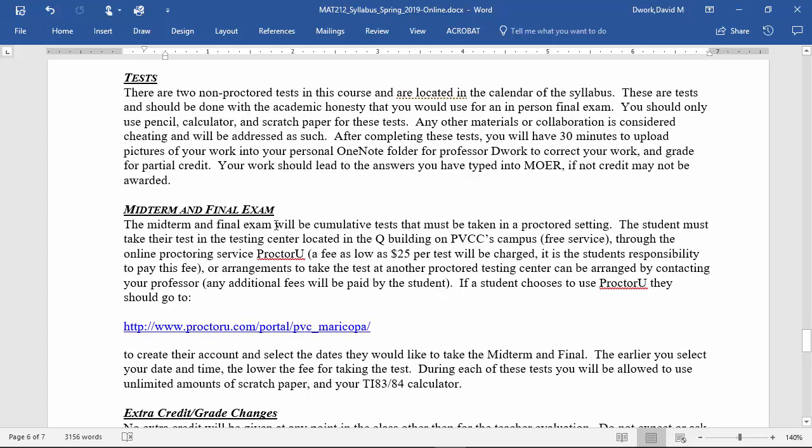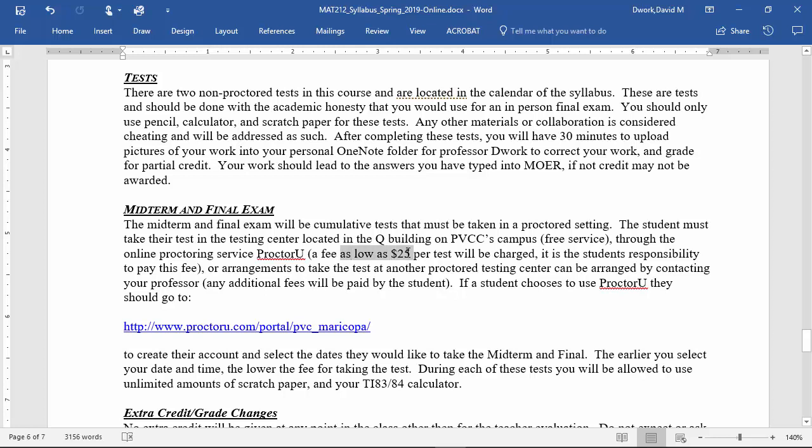Final exams and midterms, these are proctored. So again, you need to check the calendar and make sure you have blocked out time to come into our testing center to take the test, our Q building testing center, not the main campus, Q building testing center, which is free. Or you can use our Proctor U service, which is not ours, it's an outside company. They will set you up through your computer and they watch you do the test on your screen, and it's a whole process. You can do that by following this link, and you can set up your dates and your times and all that. There is a fee.